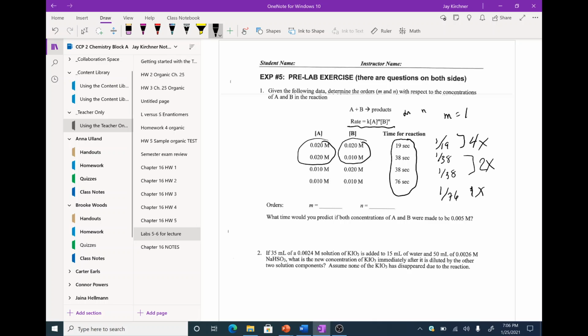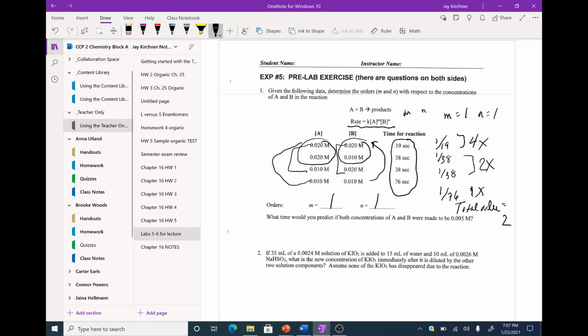Now let's go over to here and compare these two columns. When we keep B the same at 0.02, but we start out at 0.010 and we go up to 0.020, we also double the rate. So N equals 1. Now if we double both of them, going from here to here and from here to here, we should get a rate increase of 4-fold, and we do. So I'm going to put a 1 and a 1 here. Okay, so now our total order of this reaction is equal to 2.